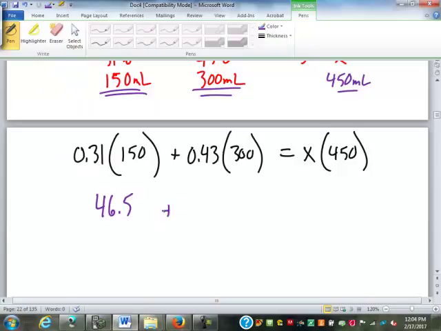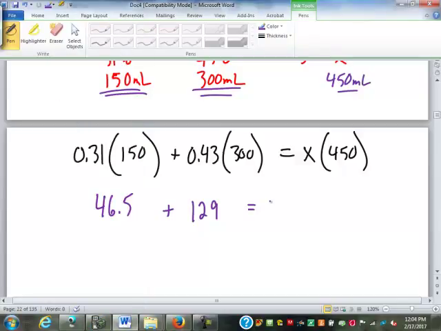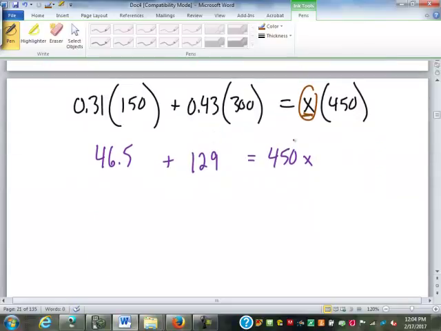Yes, it is. Plus 0.43 times 300 is 129, I believe. Equals x times 450, which is just 450x. Now I do have to be a little bit careful here. I got a little sloppy with my x. This x is a percent, and this one is as a decimal. As long as I keep in mind that when I get x, I still have to change it into a percent for my final answer, we'll be okay.